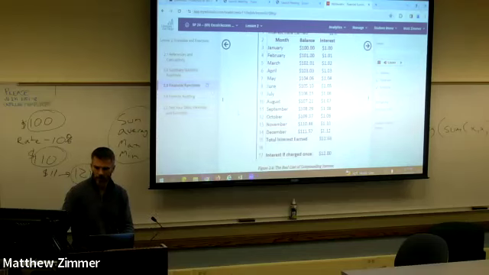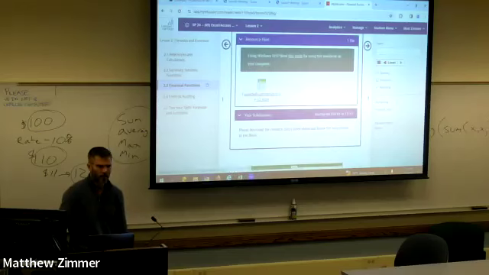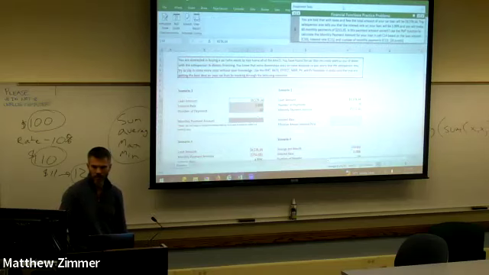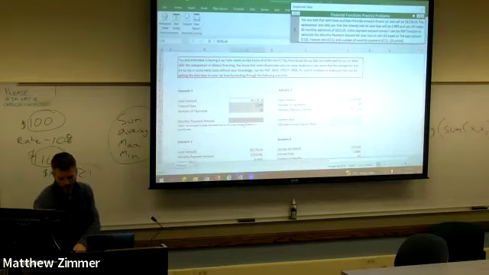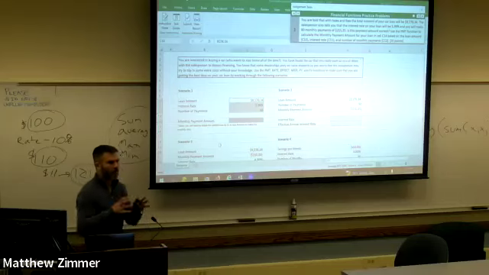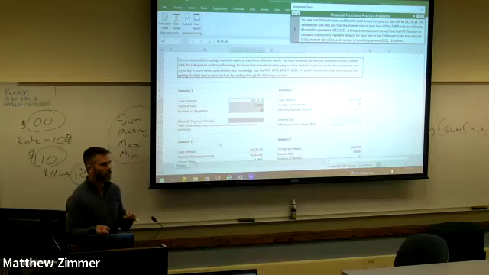Open up the financial function, so it's 2.3. And then just come down and open the Excel doc here. So once again, the rate, the number of periods of payments, these are all kind of intermingled. So all these values are used in the same functions. The question becomes: what do we know and what are we trying to figure out?